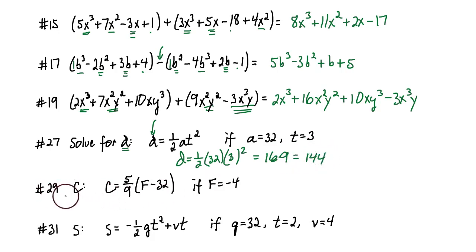For number 29, we're asked to solve for the variable c, and we're given a value of f. So let's make our substitutions. Rewrite the problem, but where the letter f is, fill in the value they give us, negative 4. Now let's simplify this to a final answer. Working inside the grouping symbols, negative 4 subtract 32 is negative 36.